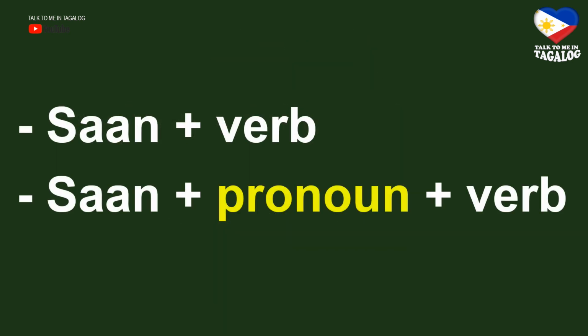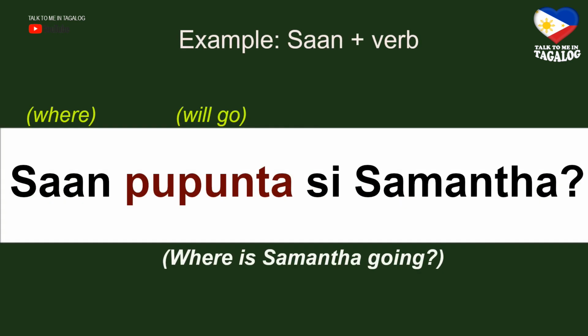Saan plus verb. Next is saan plus pronoun plus verb. Let's use saan plus verb in a sentence. Saan pupunta si Samantha? As you can see, saan is followed by the verb pupunta, meaning will go. Saan pupunta si Samantha? Meaning, where is Samantha going?